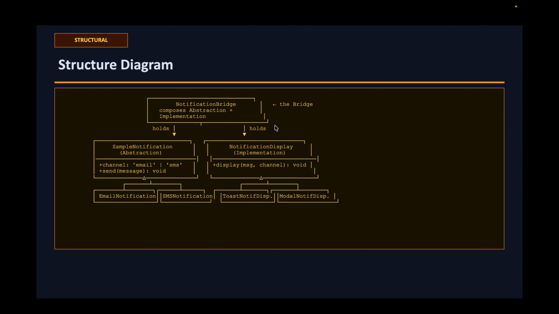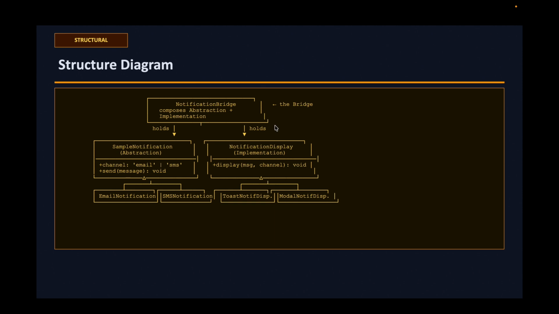In the structural diagram, we have the shape of it. On the left, we'll have the abstraction hierarchy. This is where the sample notification is at the top, with the email notification and SMS notification as concrete refinements. On the right, we have the implementation hierarchy. So we have the notification display at the top with the toast notification display and the modal notification display underneath. And in the middle, we have that bridge, the notification bridge, which holds a reference to one of each.